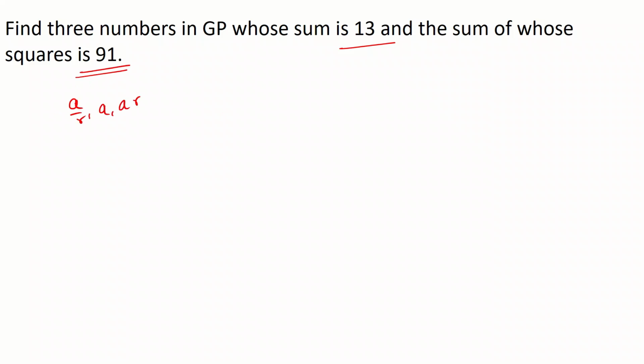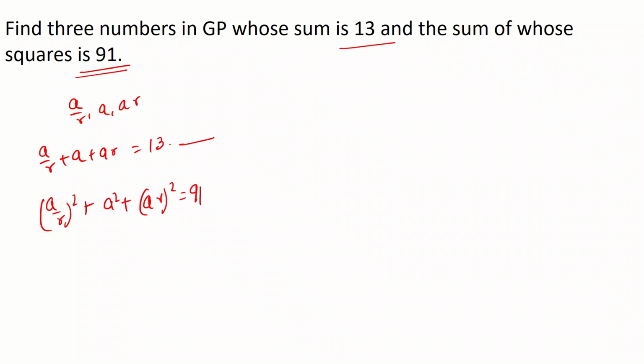The sum is given to be 13, so A by R plus A plus AR is equal to 13, and the sum of whose squares, that means the square of the first term plus the square of the second term plus the square of the third term, is equal to 91. So I have two equations, equation number 1 and equation number 2. I need to solve these to get the value of A and R.